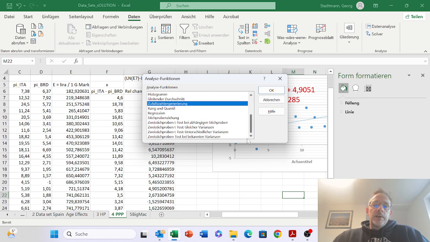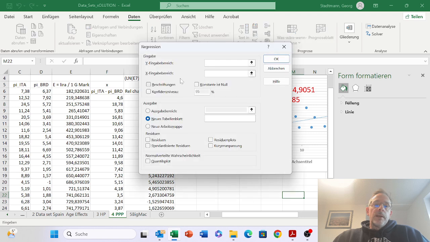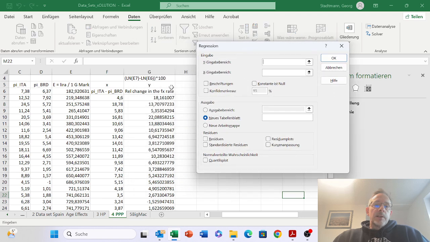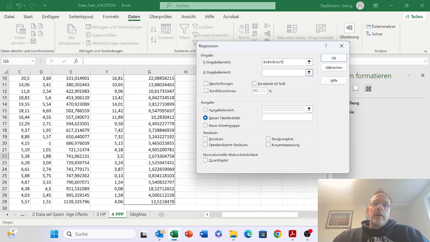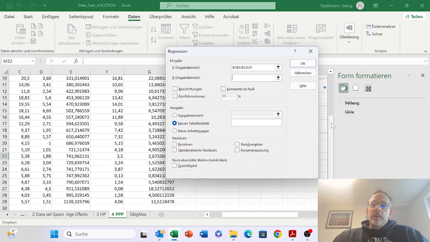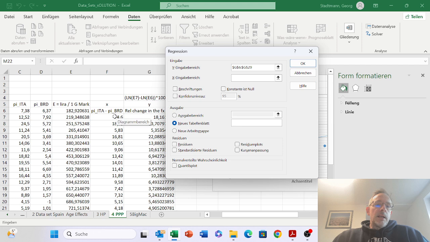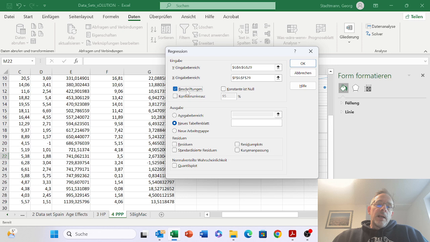So for the Y variable, I've marked it here. That's the relative change in the exchange rate. I'm including row number 6. Then the X variable, that's the inflation differential. I'm also including row number 6 here. I put a check at labels, Beschriftung, because I included row number 6. And that's it. I'm pressing the OK button.